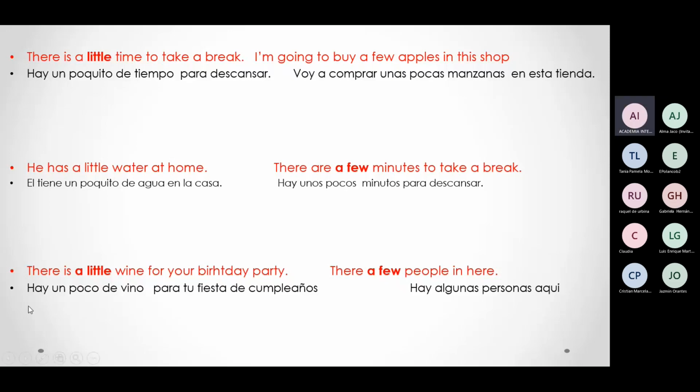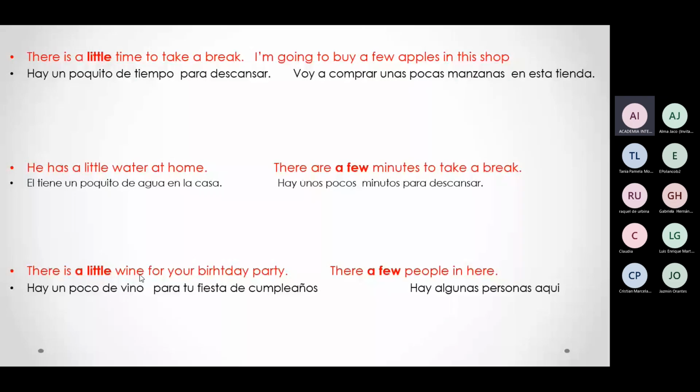Okay, the next sentence. There is a little wine for your birthday party. What do you think about wine? Is it countable or uncountable? Uncountable. Yeah, it's uncountable because it's a liquid, like milk, water, soda, beer, coffee. Those are uncountable nouns, and that's why I have to use a little. There is a little wine for your birthday party.